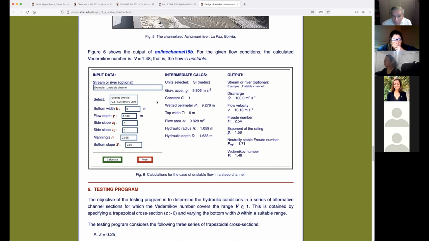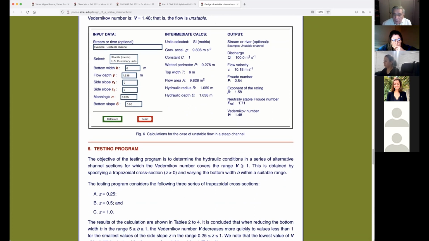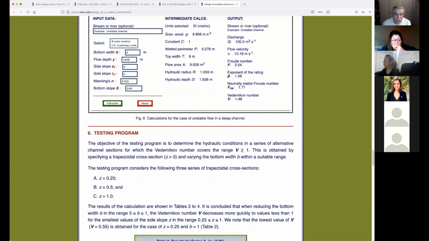With what depth? With a flow width of 6, the side slope of 0, that's rectangular, and the flow depth of 1.638 meters. We go all the way to the millimeters, by the way, in the calculation. We stop at millimeters over here. And then we get the right answer. The Vedernikov number is 1.48. Therefore, this channel is unstable. So this kind of emulates the actual local situation in La Paz.